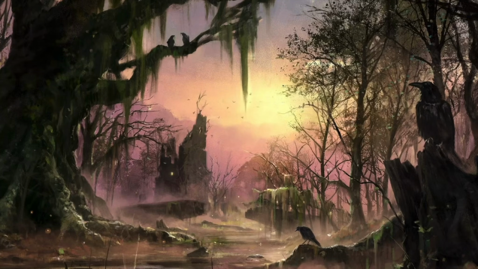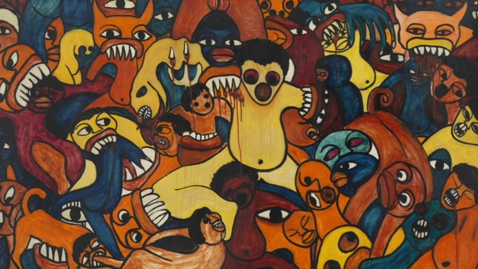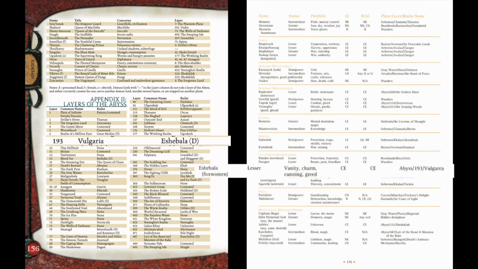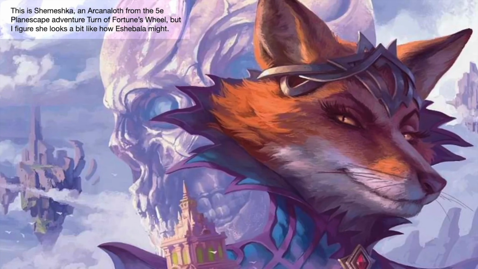It's also inhabited by Manes, Rudderkin, Vrox, and Glabrezu, which I just learned is pronounced Glabritzu. The Fountain of Screams has no ruler, and that's all there is to say about it. Vulgaria, another example of D&D books disagreeing on spelling, is the layer of Eshabala, a goddess of vanity, charm, cunning, and greed. She is the patron deity of fox women.